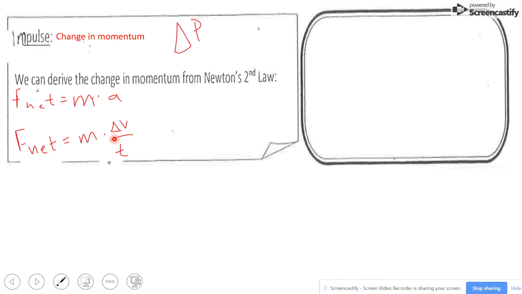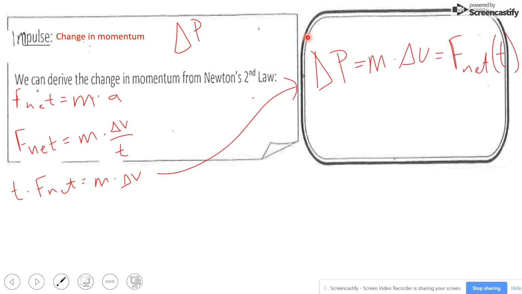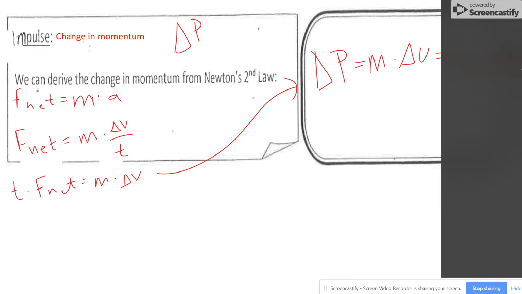We can then take our time and actually move it over. So we end up with something like this. So we have time times our net force equals mass times a change in velocity. And if you remember, we've already seen this mass times change in velocity, that's already equal to our delta P. So if we write over in our formula box, we know delta P equals mass times a change in velocity, or we can also say it's F net times T.